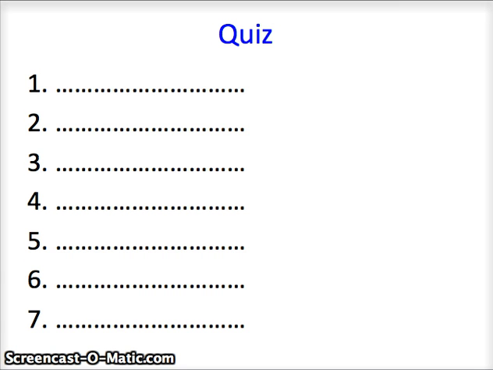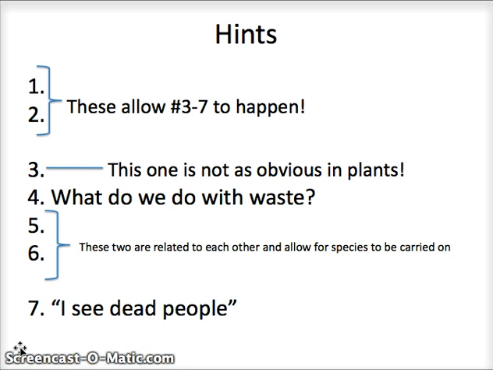But if it's too hard, here's some hints that we can go through. So remember, number 1 and number 2 allow the rest of the characteristics to happen. So without number 1 and number 2, numbers 3 through 7 wouldn't happen. Number 3 is the one that is not quite as obvious in plants, because plants are rooted in the ground. So that's your hint for number 3. Number 4, what do we do when we make waste in our bodies? And number 5 and 6 are related to each other, and they also are what allow species to continue on or be carried on. Number 7 is a little bit more goofy or obscure of a clue, but the clue is I see dead people. So if you can think about what that quote might be talking about, that's your hint for number 7.